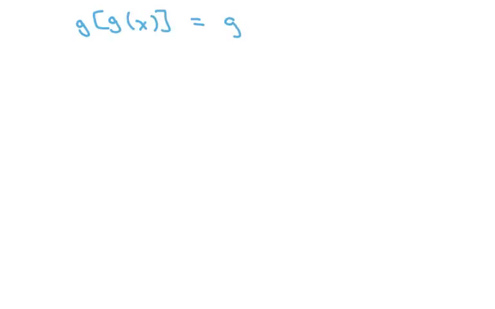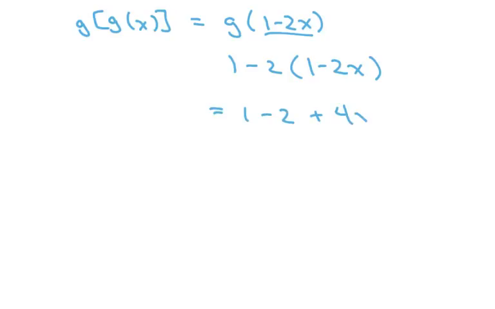Okay. And the last one is g of g of x. So basically you have g of your g, and I'll just plug this into g again. So you have 1 minus 2 times 1 minus 2x, which gives you 1 minus 2 plus 4x, which equals negative 1 plus 4x, which I prefer to write as 4x minus 1. And then, since there's no fractions or square roots, we know the domain is all real numbers.